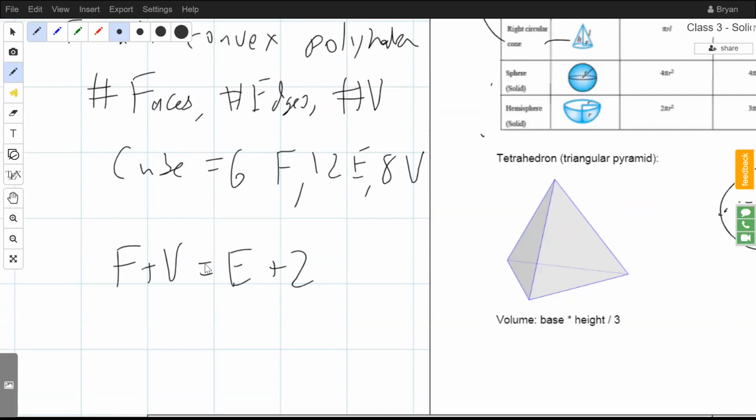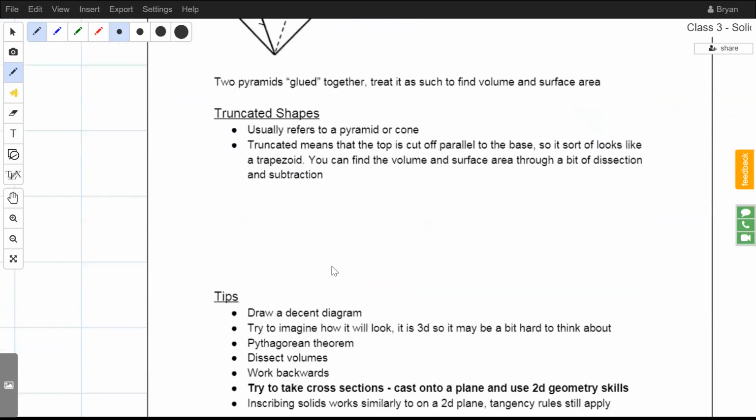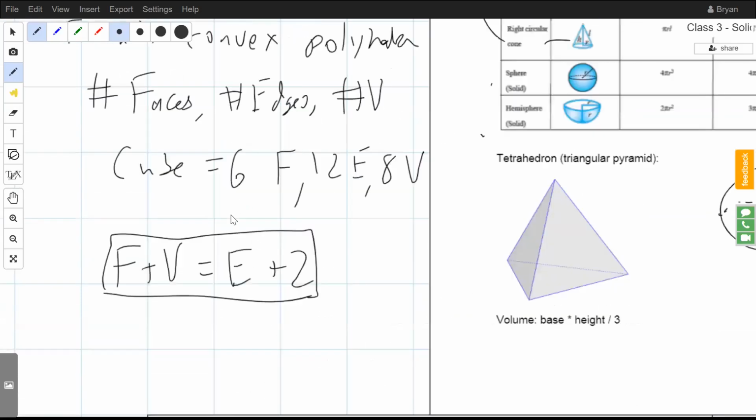And if it has a hole in it, it's different, but we don't go into that. But yes, this will be true for any convex one. You can try to apply this to any of them. If you take a tetrahedron, for example, it's 4 faces and 4 vertices and has 6 edges, and that works. So you'll see some problems just utilize this fact to make it a lot easier to solve. And there actually is one problem that does use this somewhere down here, although it's not entirely required. It's nice to know.